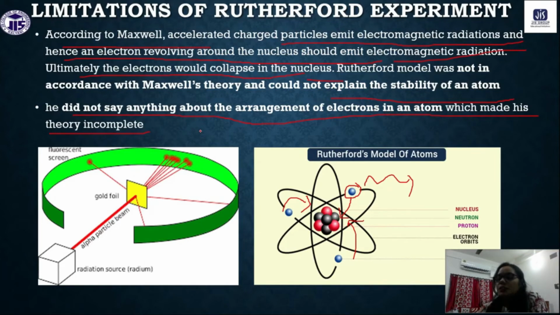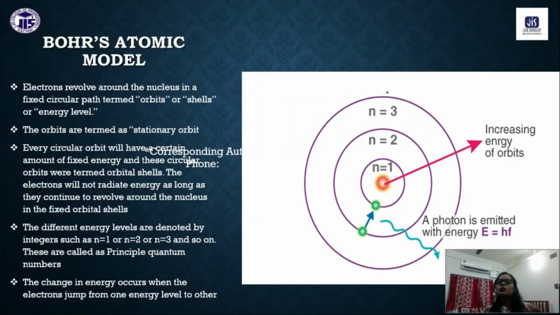We will discuss in the next class what the line spectra of the hydrogen atom is. So the line spectra of the hydrogen atom also cannot be explained by the Rutherford experiment. These are some of the limitations that we have for the Rutherford experiment or Rutherford atomic model. Next, to solve these limitations, we have Bohr's atomic model.